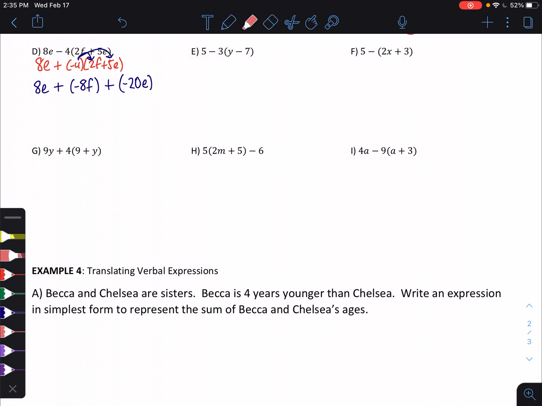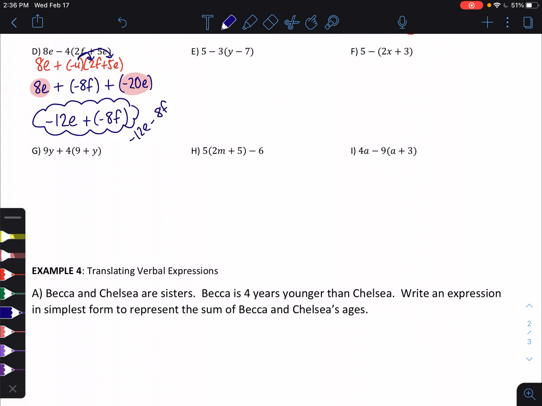So now when I identify my like terms, I've got an 8e and a negative 20e. 8 plus negative 20 is going to be a negative 12e plus a negative 8f. You can also write it as negative 12e minus 8f. That's the same expression.